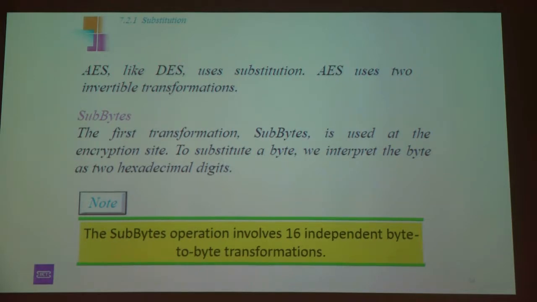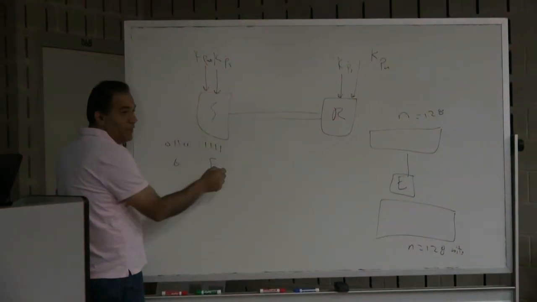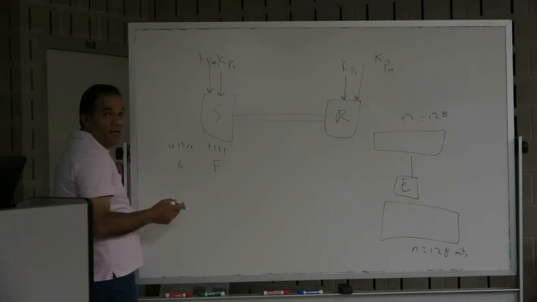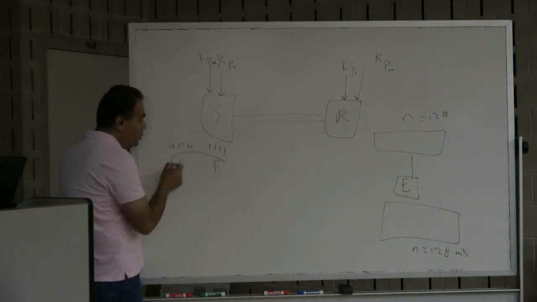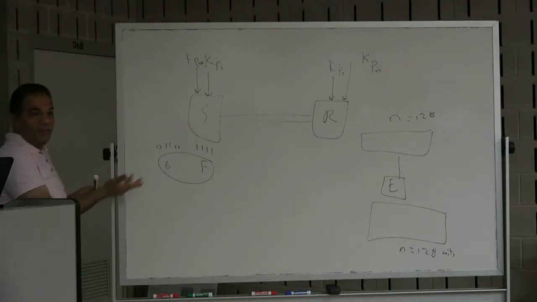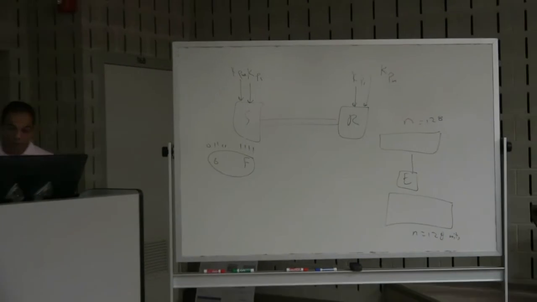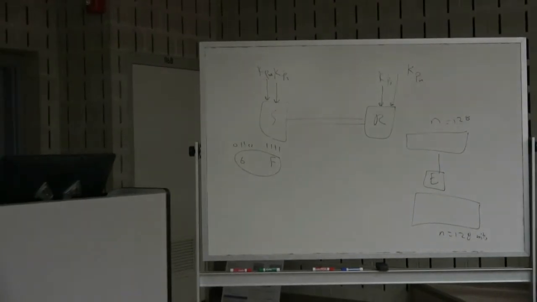So for example, 0110, 1111. So what is this? F, what is this? 6F, right? So any byte could be represented in two digits, or two characters. Right, so we divide it, and then we do the substitution.